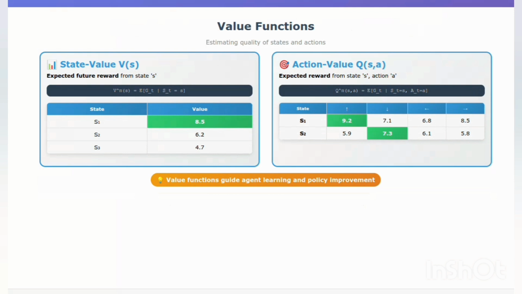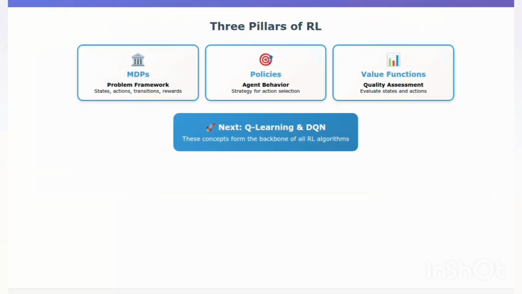The agent uses these value functions to evaluate its decisions. By learning which states or state-action pairs lead to higher cumulative rewards, the agent can refine its policy to make better choices over time. These three concepts, MDPs for formalizing the problem, policies for defining behavior, and value functions for evaluating behavior, form the backbone of almost all reinforcement learning algorithms. Next, we'll look at a fundamental RL algorithm, Q-learning.